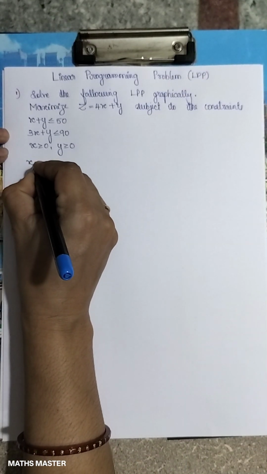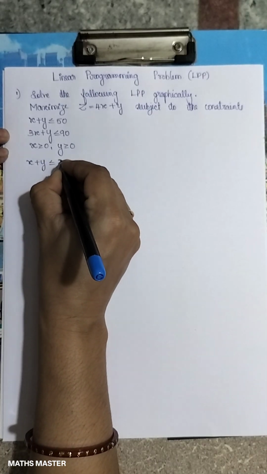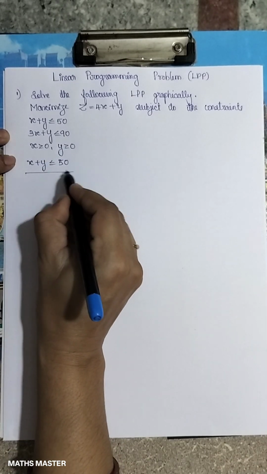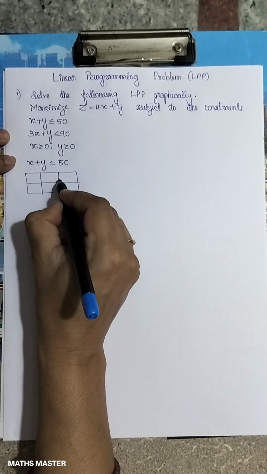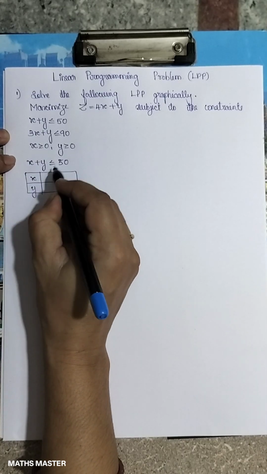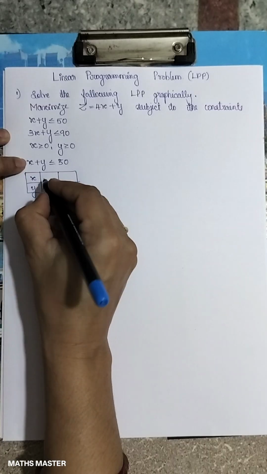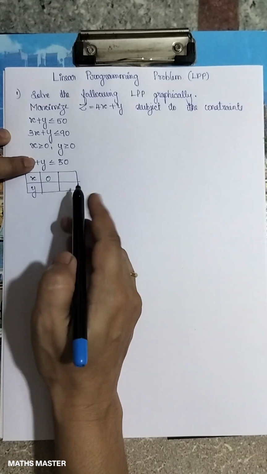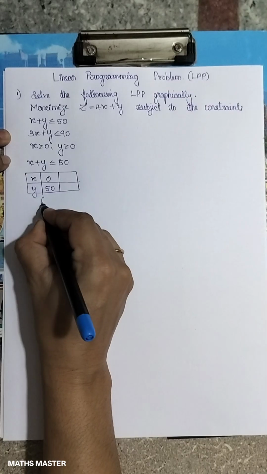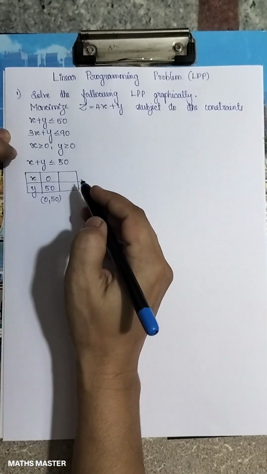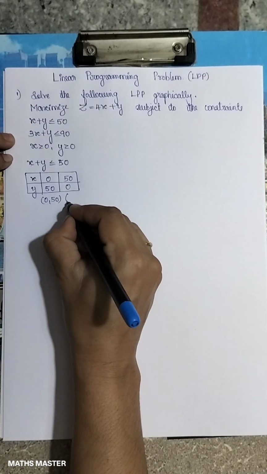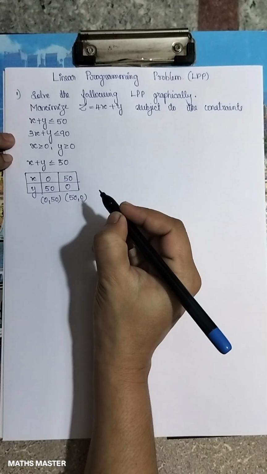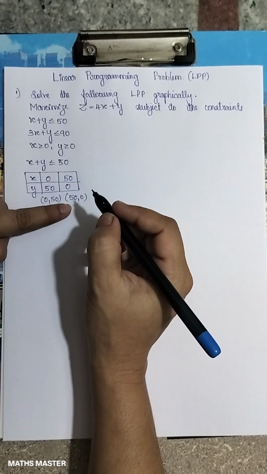First constraint is x + y ≤ 50. So consider a table, x, y. If x = 0, then y = 50, so we have got a point (0, 50). If y = 0, then x = 50, so we have got another point (50, 0). So these are the points to construct this constraint on the graph.